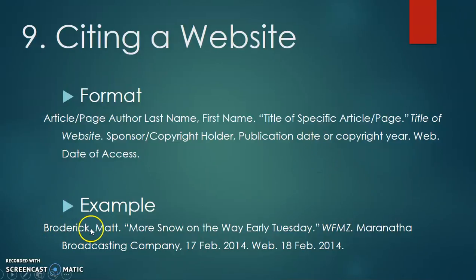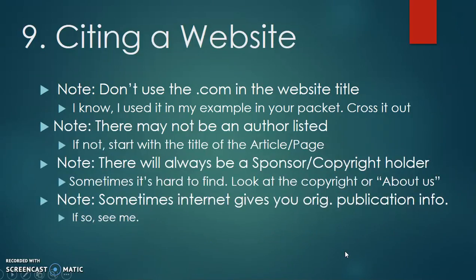Here's an example: last name, comma, first, period. Here's the title of our article, all capitalized with a period inside the quotation marks. WFMZ, italicized, not WFMZ.com, just WFMZ. The sponsor is Marantha Broadcasting Company, comma, and then the date, the specific date that the article was published, the word web, and the date that you accessed it. Period.